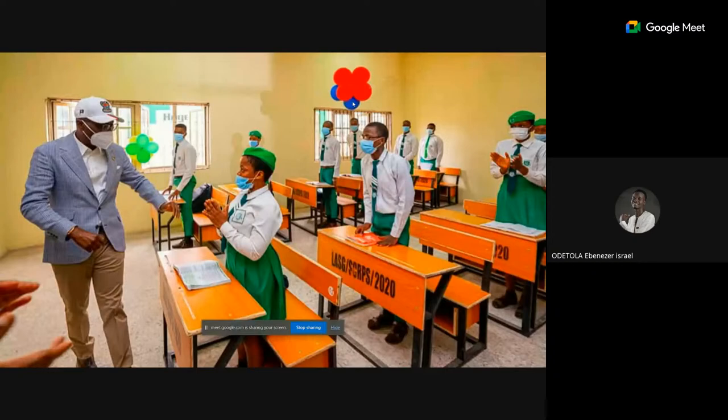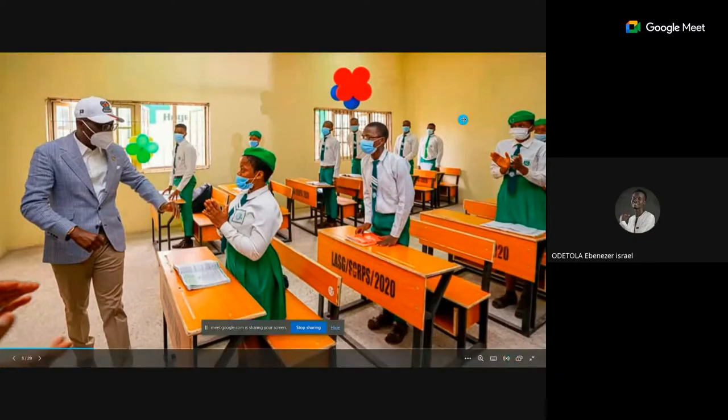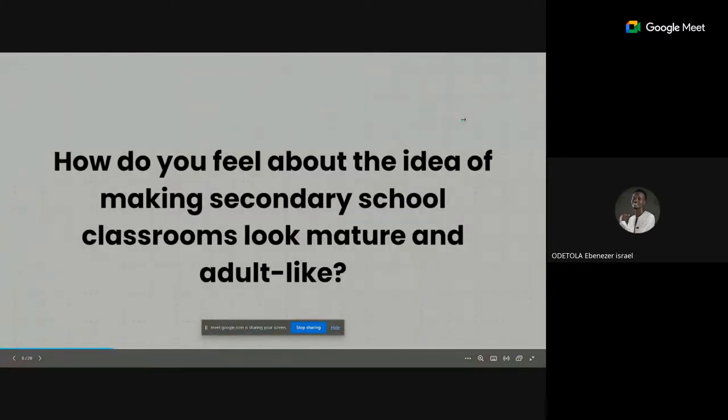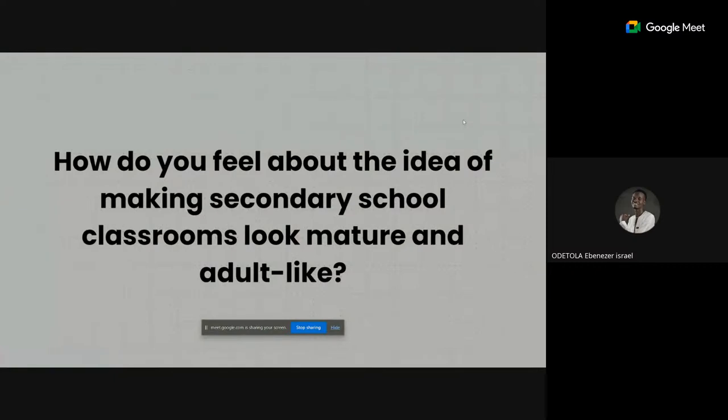This has been my curiosity question. And I believe that we can have a change of mindset about this classroom environment. We can have a change of idea about how this classroom environment should look. And I'm sure at the end of this class, we can deliberate about it and see how this classroom environment can become a home away from home for the secondary school.